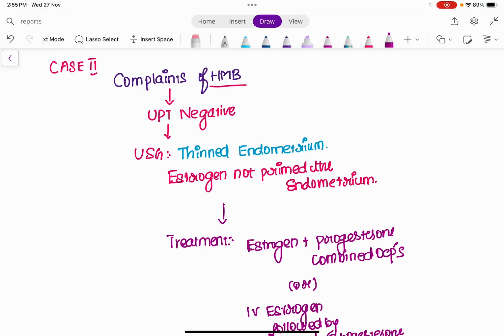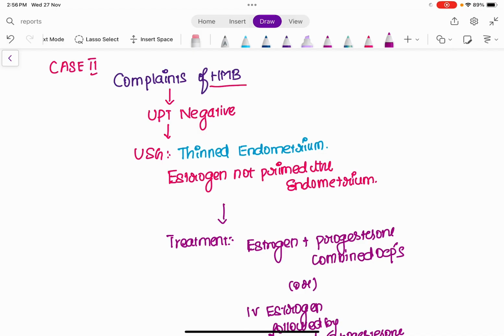In transvaginal sonography, the report came to me as the endometrial thickness is very decreased, that is, the endometrium is very thin. Since the endometrium is very thin, it tells me that the estrogen has not played its part in the endometrium. If estrogen is going to play its part in the endometrium, then definitely the ET thickness is going to be increased. But in this case, the endometrium is very thin.